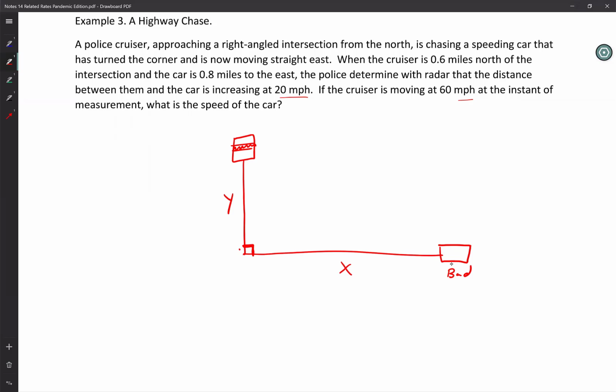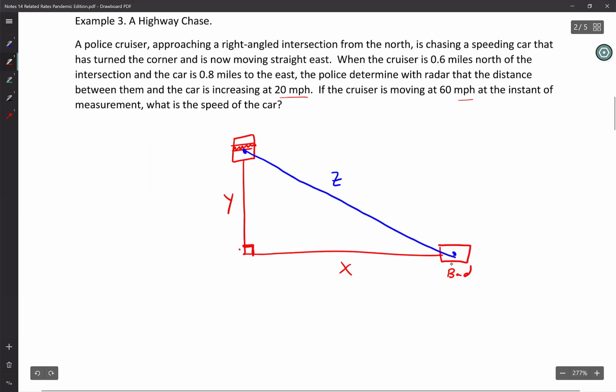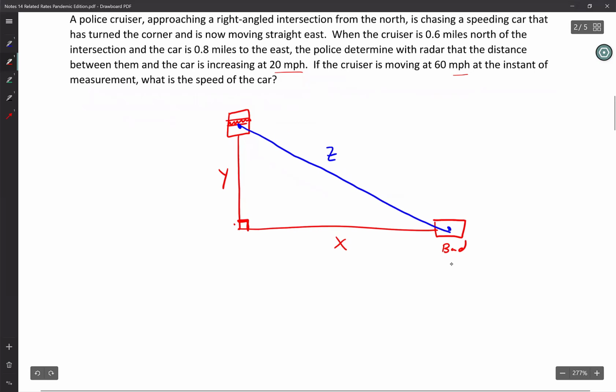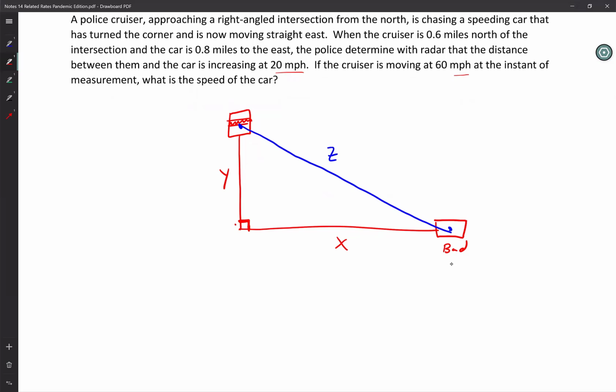So since I have a right angle, guys, I think it's perfect for a triangle. There it is. I'm going to call that Z. All three of those variables are moving. Now, here's what I know. They want, when the cruiser is 0.6 miles north of the intersection, so Y is 0.6. So this is the problem. They want to know when Y is 0.6 and X is 0.8.